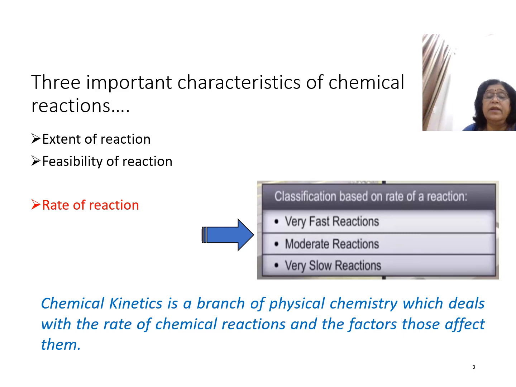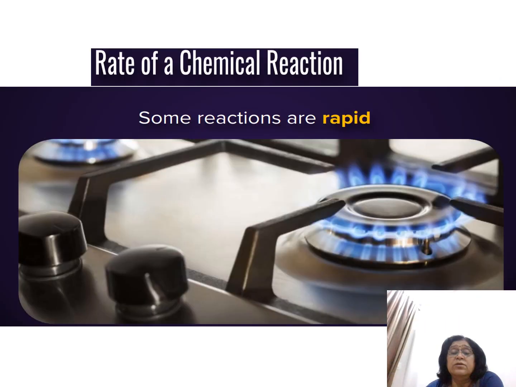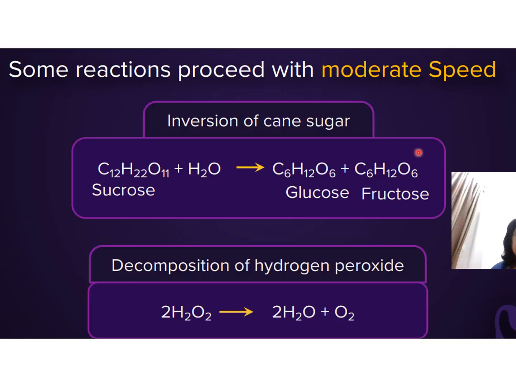Okay. So when you add silver nitrate and NaCl together, what happens? Silver chloride is formed and NaNO3 is formed. So this reaction happens very fast. Or if you burn your stove, gas stove, then this reaction also happens very fast. So some reactions are rapid, while some reactions happen with the moderate speed, like the hydrolysis of sucrose to give you glucose and fructose, decomposition of hydrogen peroxide to give you water and oxygen.